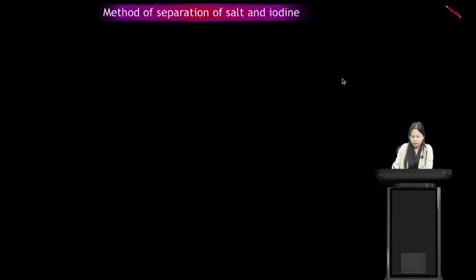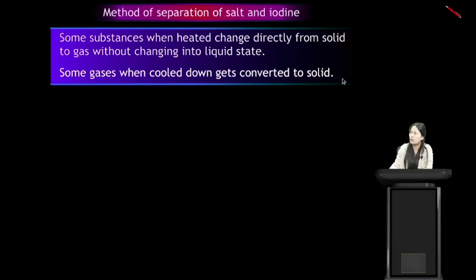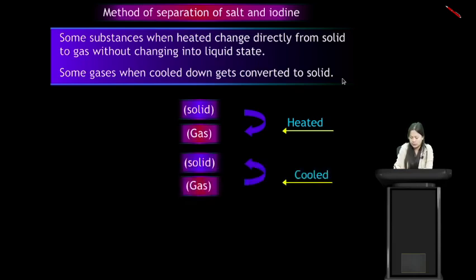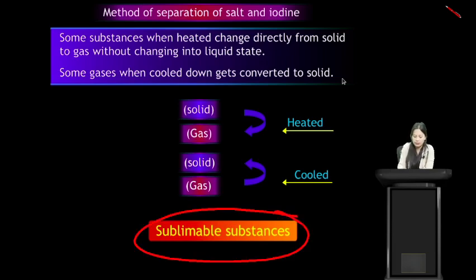Alright students, method of separation of salt and iodine. Some substances when heated change directly from solid to gas without changing to liquid state. Some gases when cooled get converted to solid directly without changing to liquid state. So solid when heated changes directly to gas, and when gas is cooled, it changes directly to solid. This type of substances are called sublimable substances.